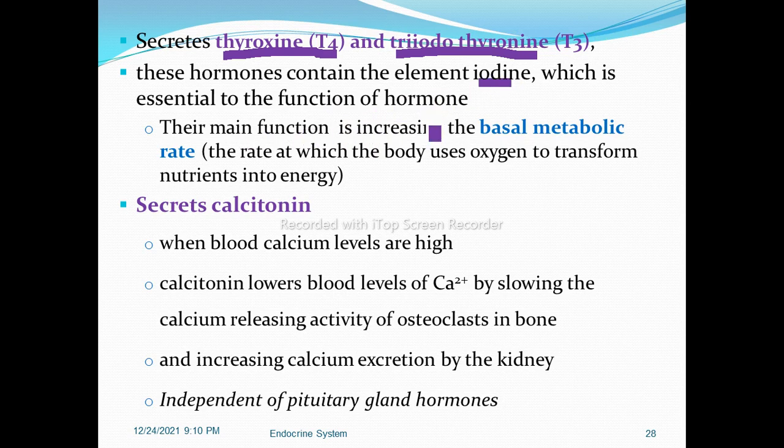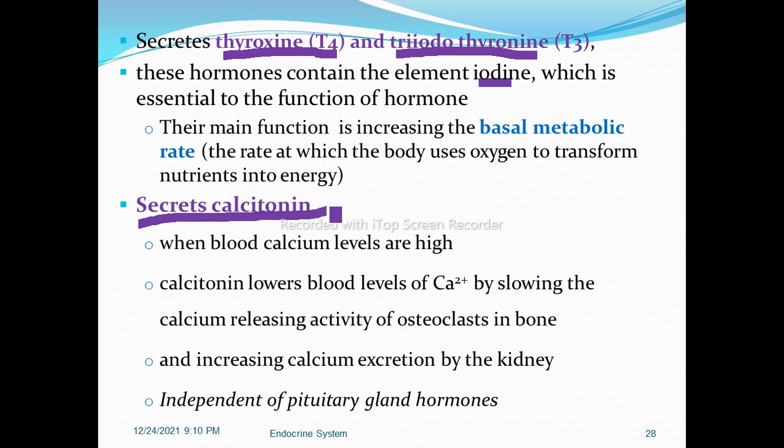Their main function is increasing the basal metabolic rate. This is very important, by the way. The function of T4 and T3 is accelerating the basal metabolic rate, the rate at which the body uses oxygen to transform nutrients into energy. So the rate at which the body uses oxygen to transform nutrients into energy is known as basal metabolic rate. This is also the function of T3 and T4.